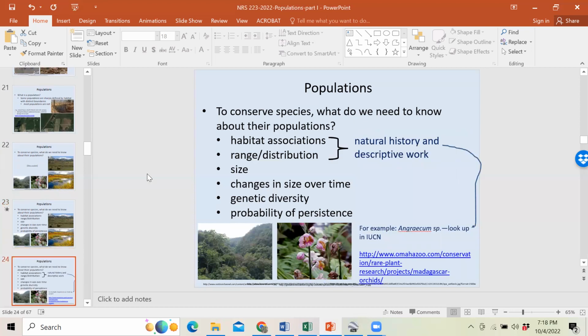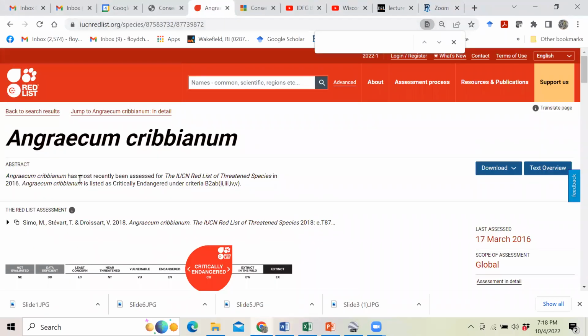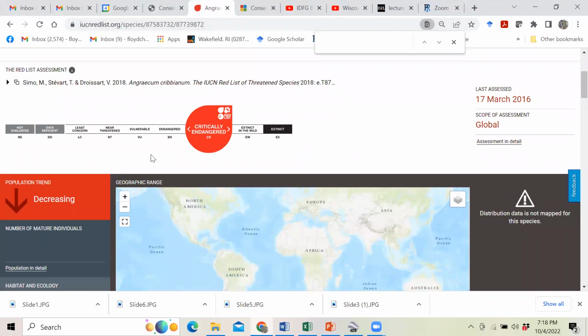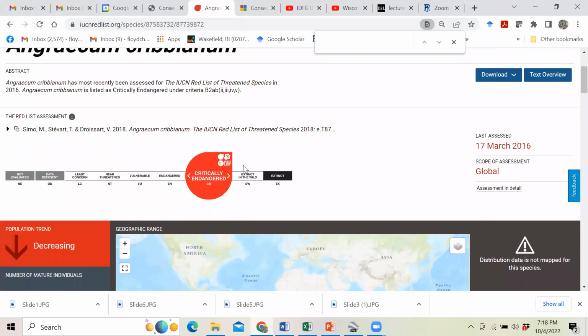So habitat associations and questions about where they are and where they're not, that is kind of in the realm of natural history and descriptive work. So a lot of times what we need is just basic information on the species, and oftentimes that's lacking. For example, there are many rare species of orchids in Africa and in Madagascar, and you'll see critically endangered, and we're obviously trying to keep them from transitioning to extinction in the wild and then extinct.